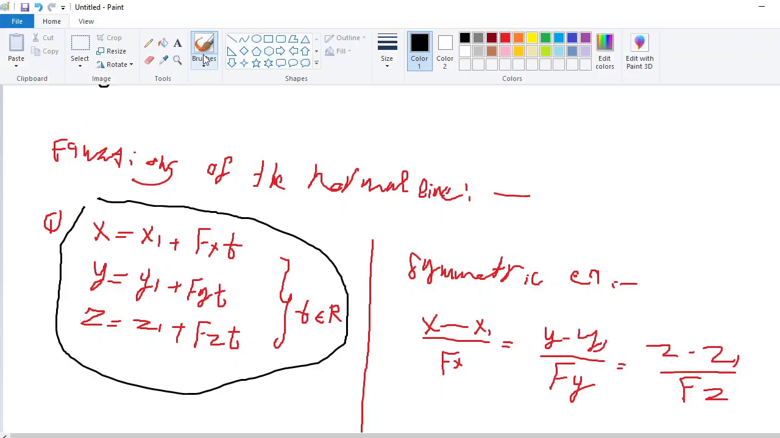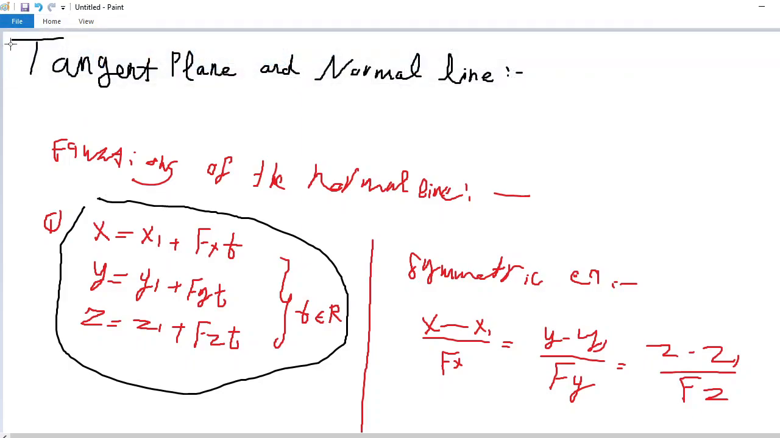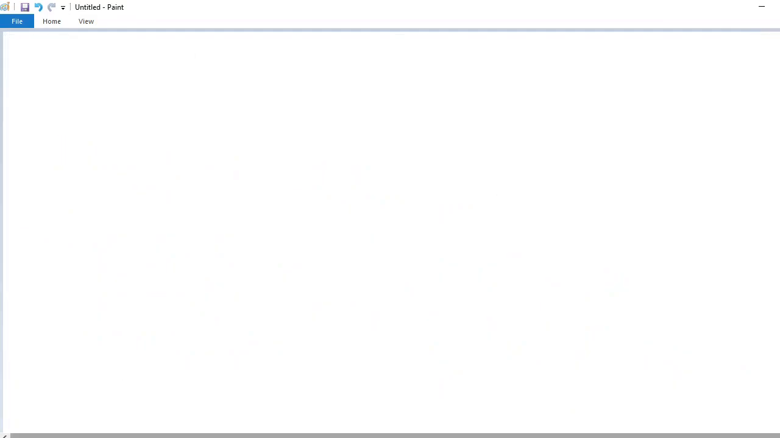So enough talking, let's get to the examples. Let's take this one. The example says: find the equations of the tangent plane, focus, he didn't say the tangent line, he said the tangent plane, and the normal line to the surface.